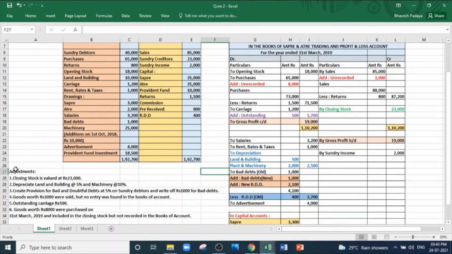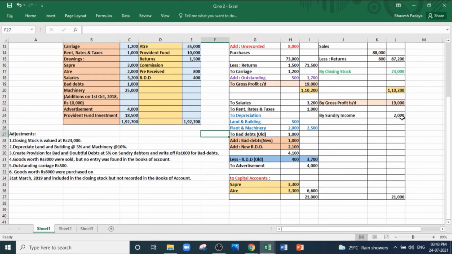So here we finish the adjustments and their two effects. Now we start totaling. Add all the credit amounts of trading account, add all the debit amounts of trading account. Total will be 1,10,200 on both sides. Credit amount is 1,10,200. Subtract the total of the debit. You will get 19,000, which is the gross profit. Carry this to the profit and loss account on the credit side as gross profit brought down.